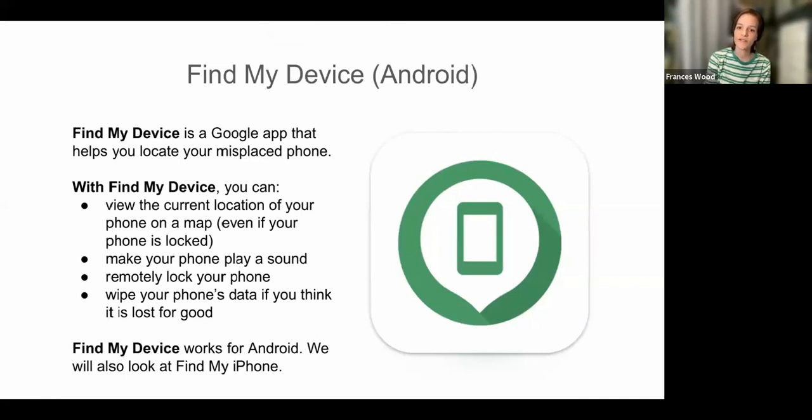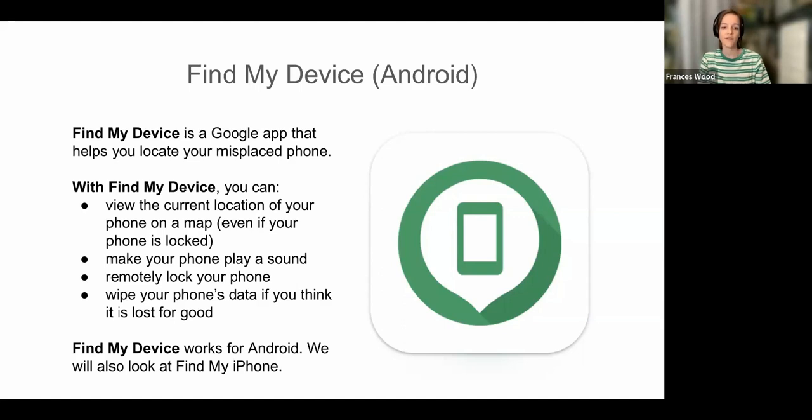So we're going to talk about Android first, and then we'll move on to iPhone. So the app that you will use to find your Android phone is called Find My Device. And like a lot of the apps that we talk about, it's a Google app, and it is really helpful for finding misplaced phones. So when you use this app, there's a couple of different things you can do, all of which can be helpful depending on the circumstances of how your phone got misplaced.